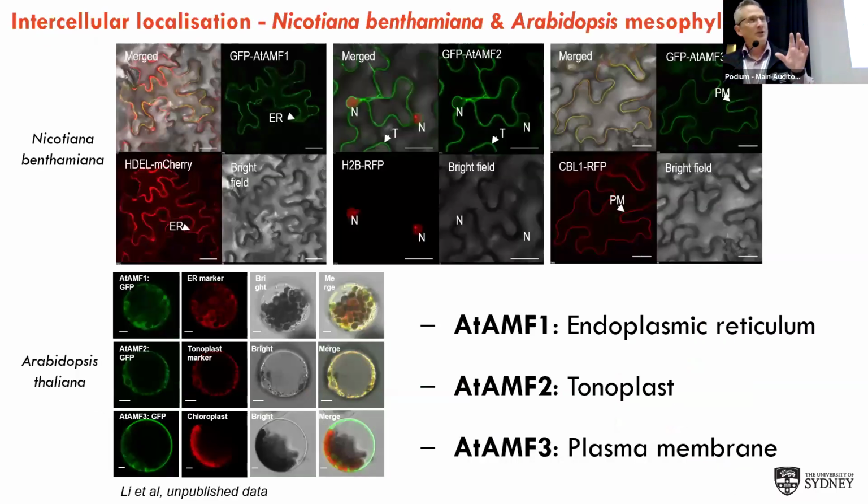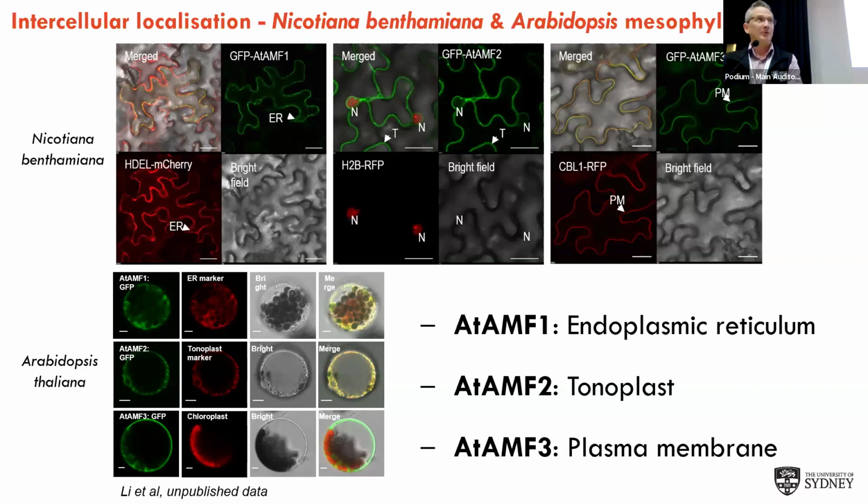Look at where these proteins are localized, because it's really important to put them into context of how they would be involved in ammonium transport in plants. If you look at the surface cells in Nicotiana benthamiana, basically you'll see expression of AMF1 in the endoplasmic reticulum. AMF2 is a tonoplast specifically localized protein, and AMF3 is localized in the plasma membrane.